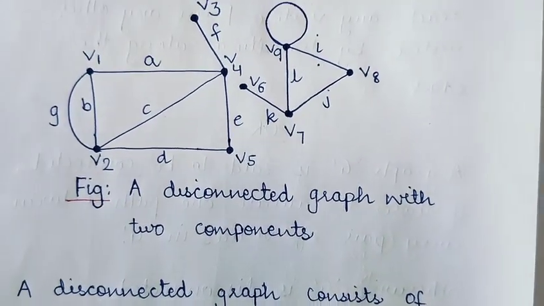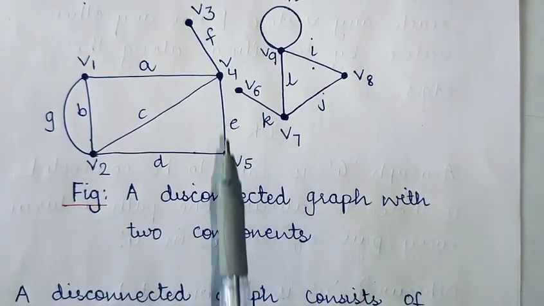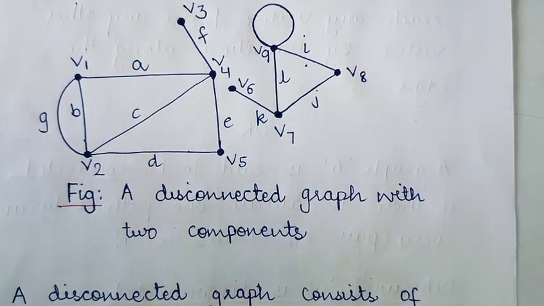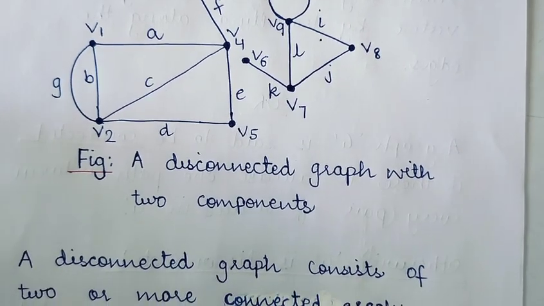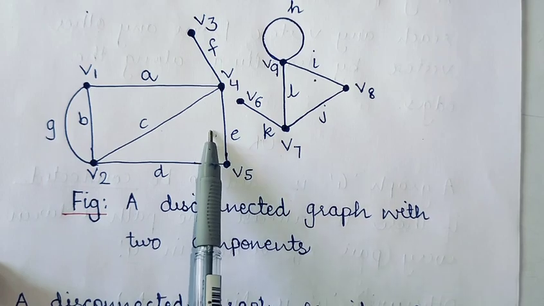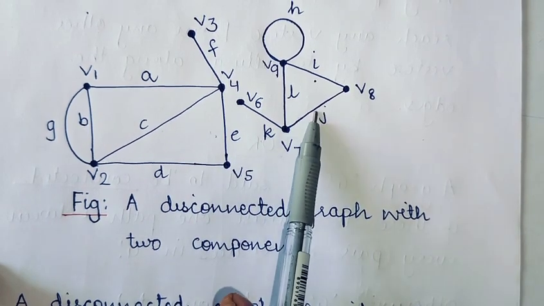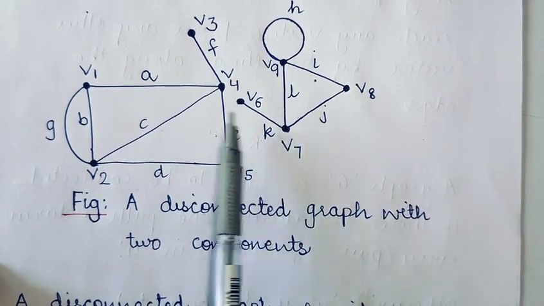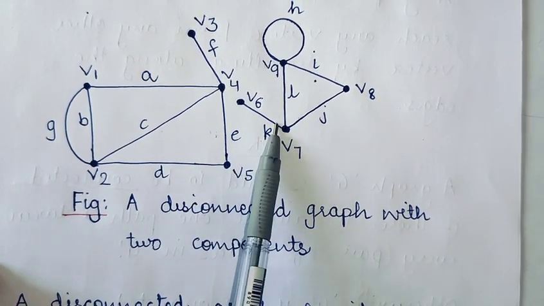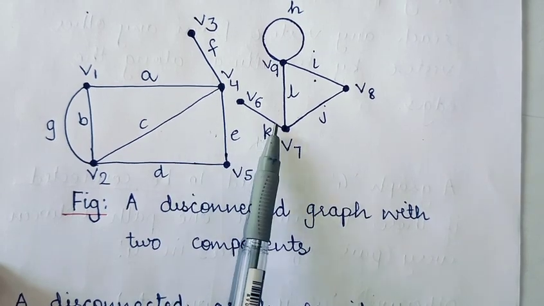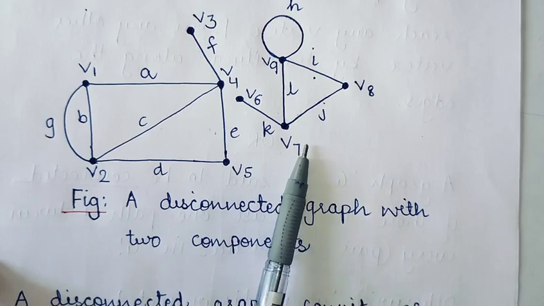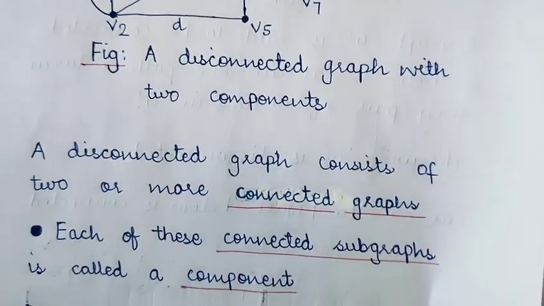Now this is a disconnected graph with two components. This is one component and this is one component, right? So you can see a disconnected graph with two components. It is basically not possible to reach from the vertices of one component to the vertices of the other component. This divides the disconnected graph into different components. Here this disconnected graph consists of two components. This is one component and this is another component.